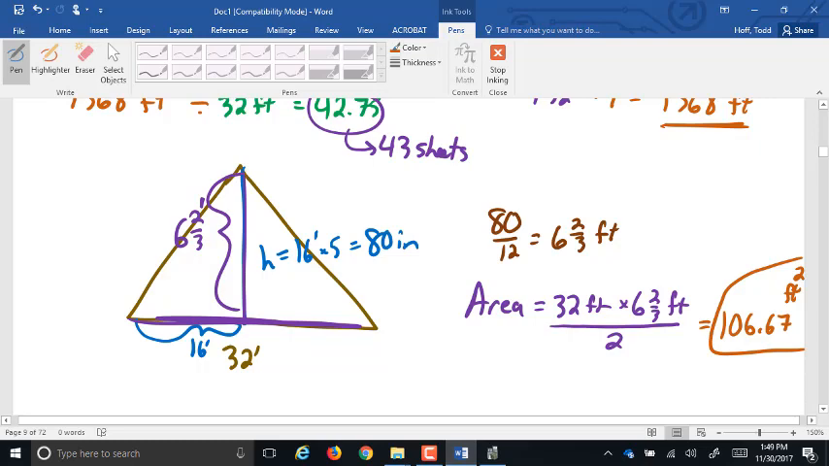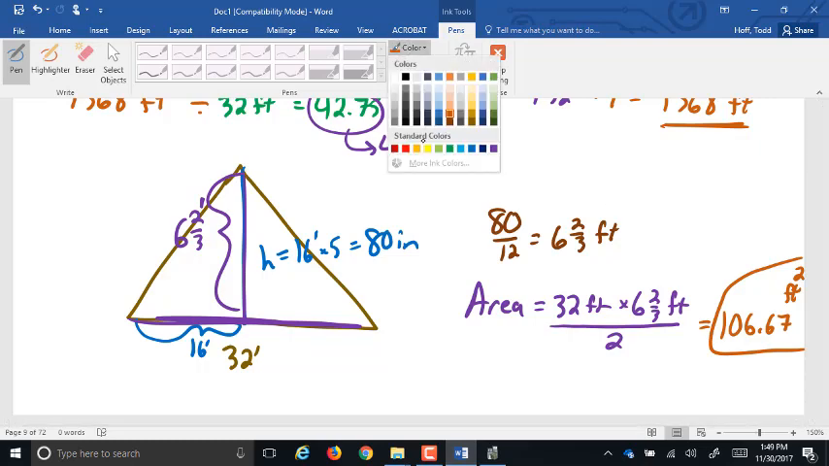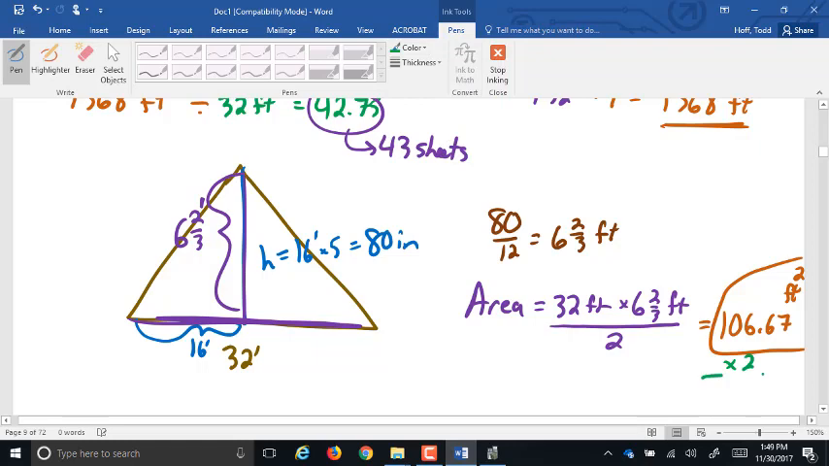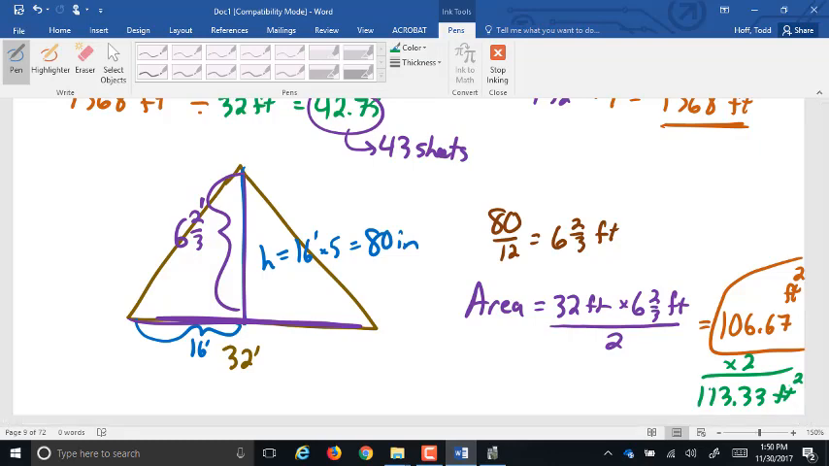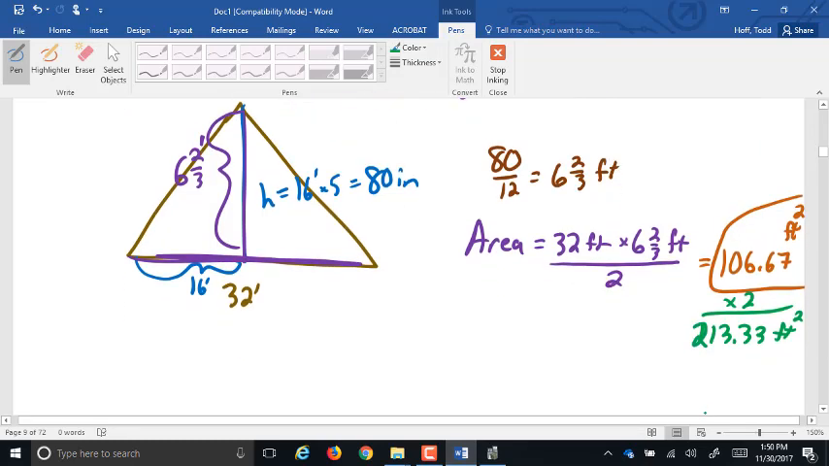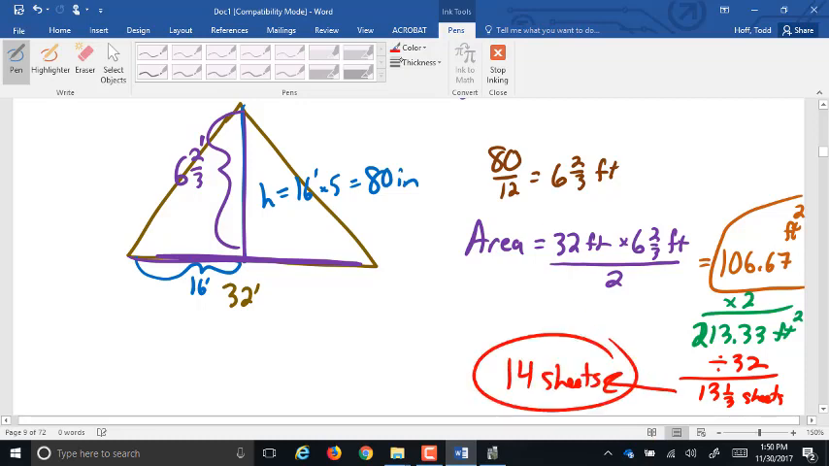Now that's one end. How many? There's going to be 2 ends to this thing, so we need to multiply by 2. That's going to be 213.33 square feet, 33, 34, depending on how you round. And now that has to be divided by what to figure out how many sheets? 32 again. We divide that by 32. That's 6 2/3 sheets, or 7 sheets. Does that make sense?